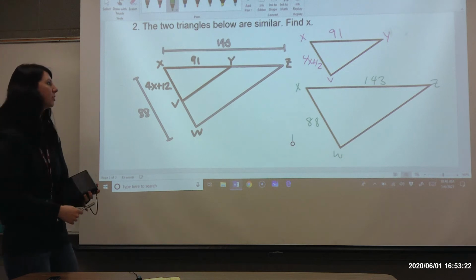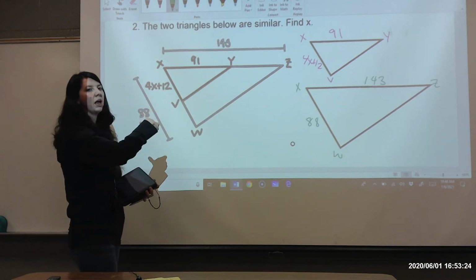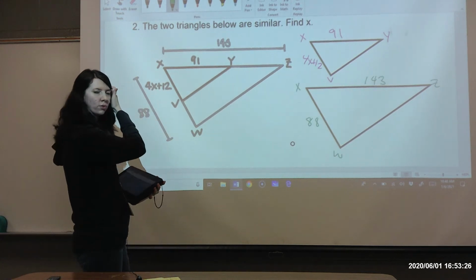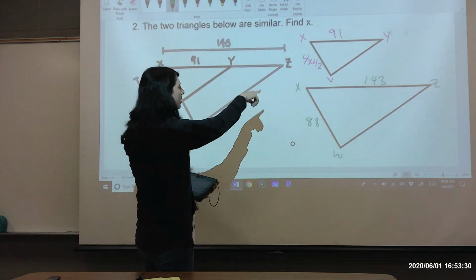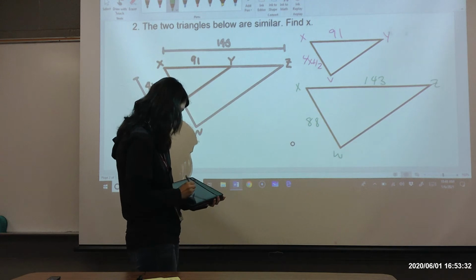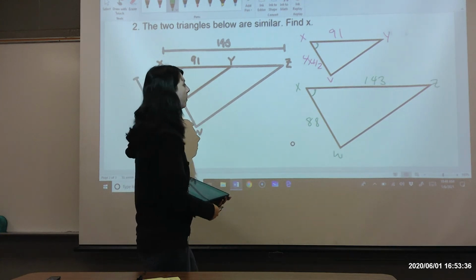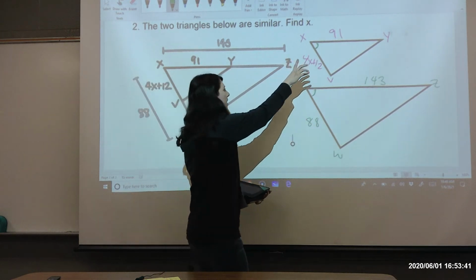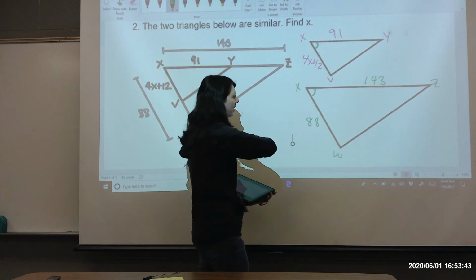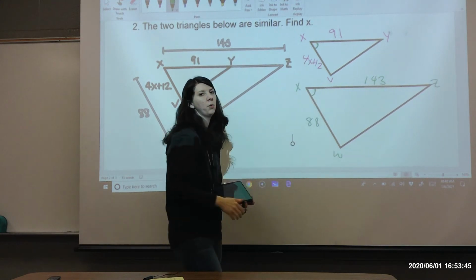You don't have to separate the triangles, but it helps you visualize what lines up. We need to find the corresponding parts in order to be able to set up our proportion. Okay? So if I look here, I know that the x is shared. So I know that angle is congruent. And I can also go off the shape here. That 4x plus 12 has to go with 88, and 91 has to go with 143.